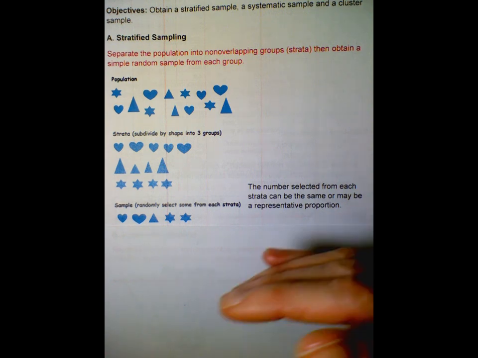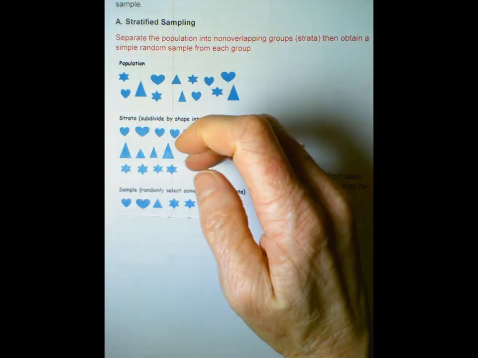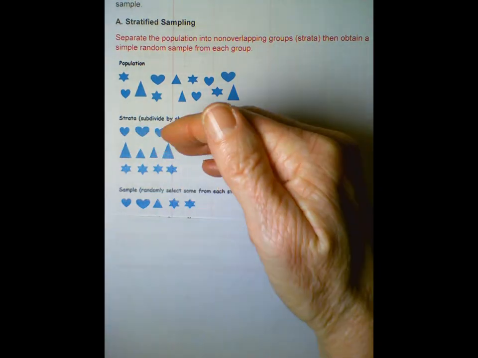So if only 10% of the class were seniors, then perhaps your sample would only have 10% seniors, and likewise here for your shapes. So it doesn't mean you have to select the same number from each group. You may have a reason to select a different number from each group. Okay, that is stratified sampling. Break it up into something they have in common and there's no overlap, and then randomly select some from each.